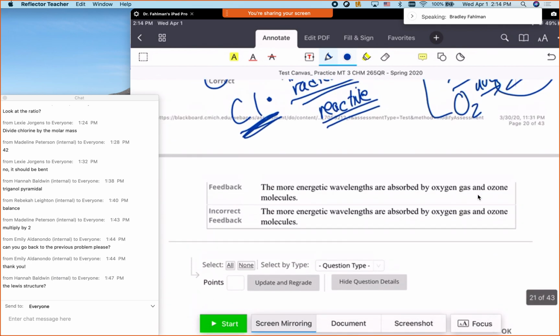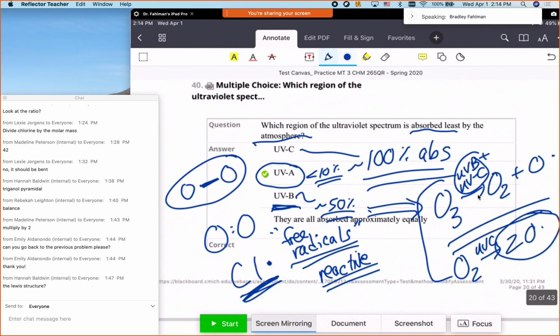Okay, and that is it for the midterm review. I guess any questions? So chapters 3 and 4. Read the chapter and make sure you understand all the concepts as well.